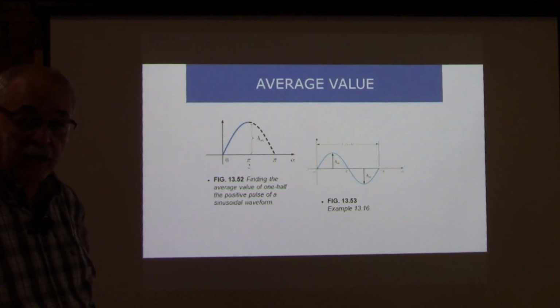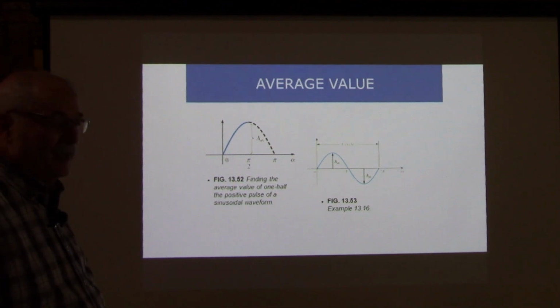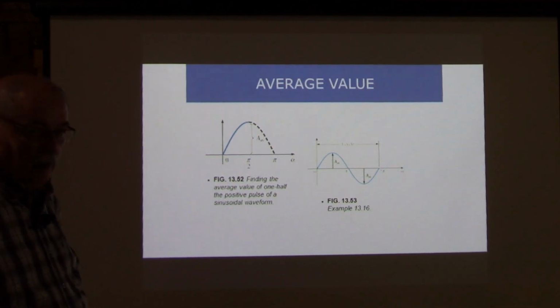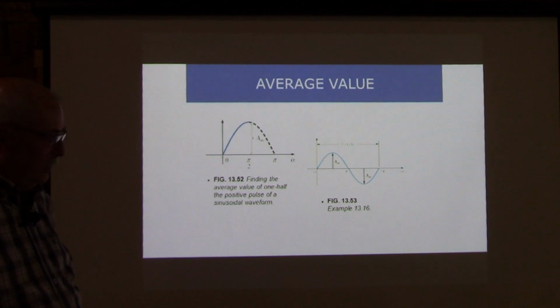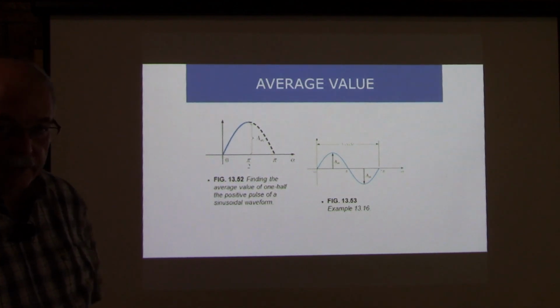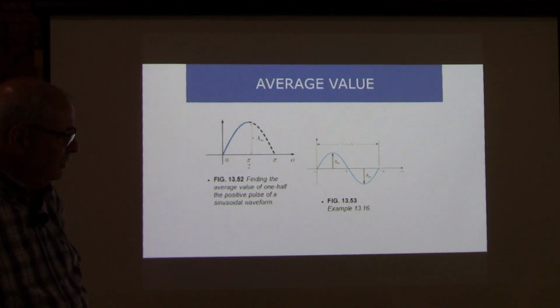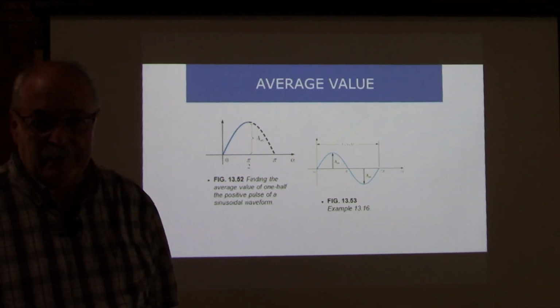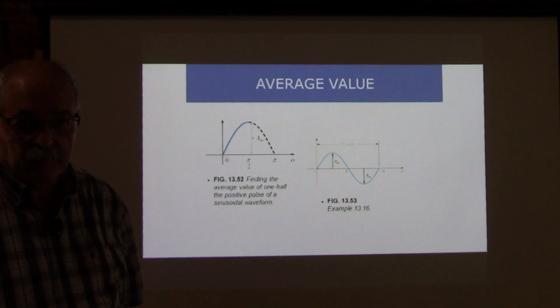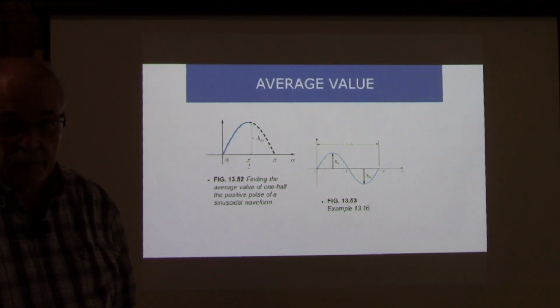Since I can't hear you right now, I will answer. The average would be 0. The first half of the cycle cancels out the second half of the cycle, and if we were to take this and measure it with a DC meter, or take our multimeter and put it in DC, we would come up with 0.